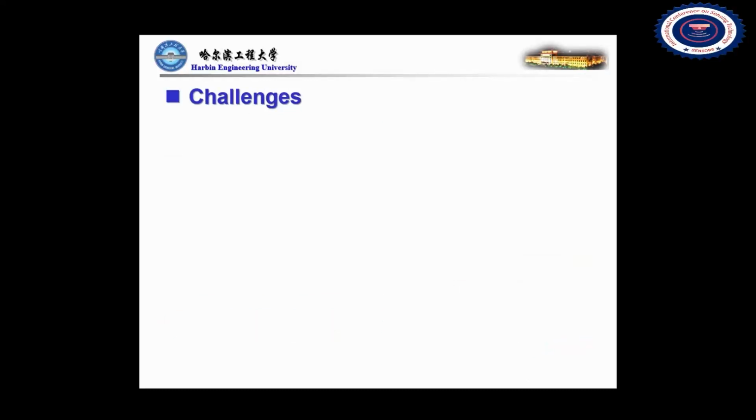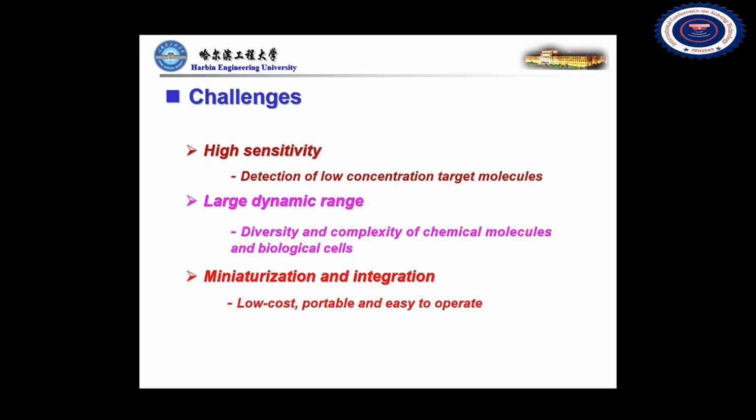Although the optical fiber SPR sensors are widely used in the field of microfluidic optical detection, and have advantages in environmental monitoring and biochemical analysis, they also face many challenges. All those challenges are concluded and listed here. We need sensors with high sensitivity, large dynamic range, and compact structure which is easy for miniaturization and integration.